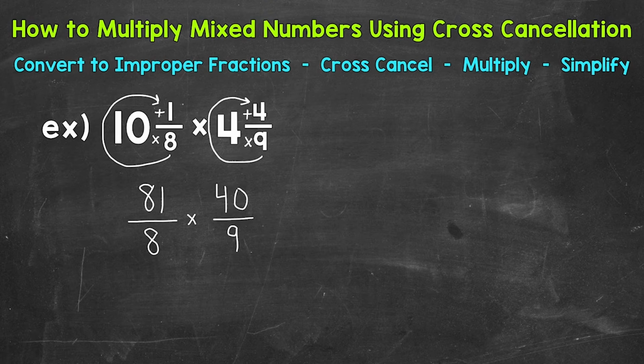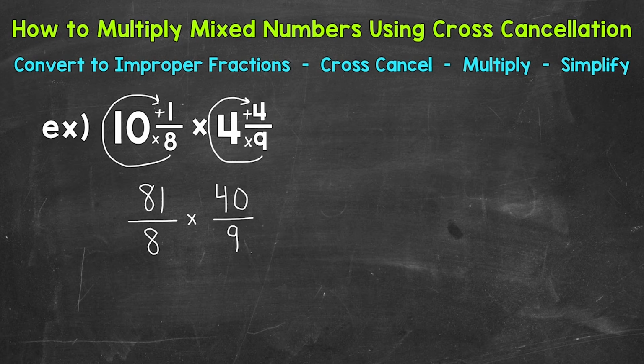81/8 is equivalent to 10 and 1/8. It's just in the form of an improper fraction, and then 10 and 1/8 is in the form of a mixed number. Both of those are equivalent. So when we convert to an improper fraction, we're not changing the value of anything. And then 40/9 is equivalent to 4 and 4/9. Again, we did this so we just have a numerator and a denominator, and we are able to multiply. At this point, we can multiply straight across. So we can do 81 times 40, and then 8 times 9.